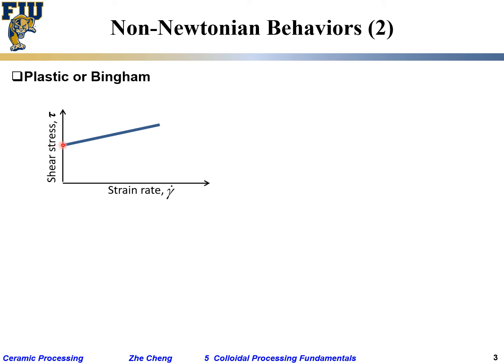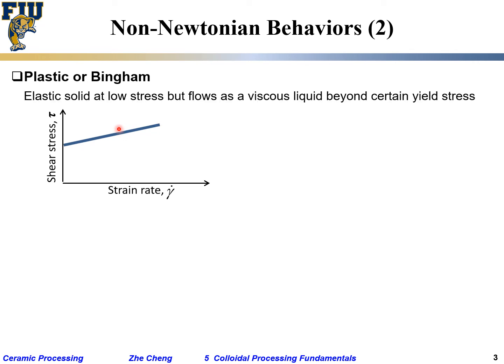On the other hand, as your applied shearing stress is higher than this value, now it has a constant slope, constant viscosity. So the material behaves like an elastic solid at low stress level, but flows as a viscous liquid beyond a certain stress level, which we call, again, yield stress. Yield stress. Make sense? So this is kind of what it behaves like.